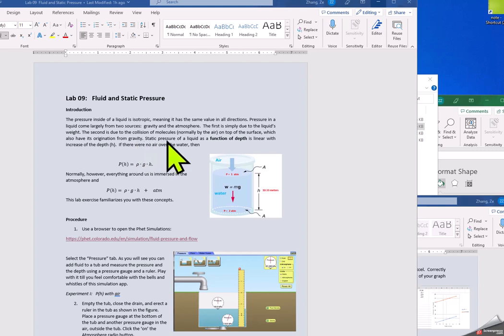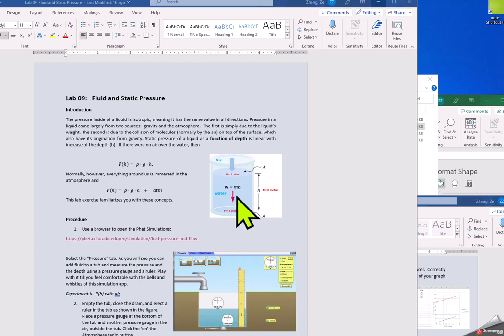Static pressure in a liquid is a function of depth. We talk constantly about what a function is, where one quantity depends on another. So the pressure is a function that depends on the depth. The deeper you go, the higher the pressure.